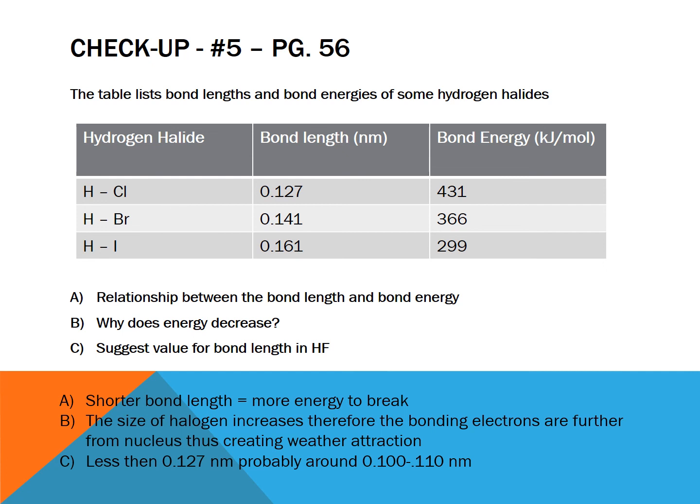Why does energy decrease as you get bigger? That's because of the radius. Iodine is a larger atom than bromine, and chlorine is a smaller atom than bromine. So as the size of the atom grows, the bond length is going to grow with it, which means that the bond energy is going to shrink or get lower.